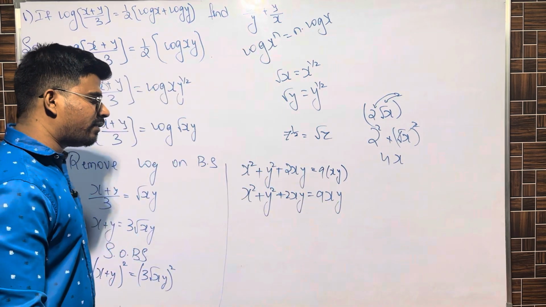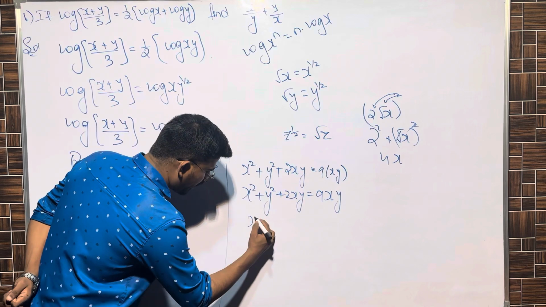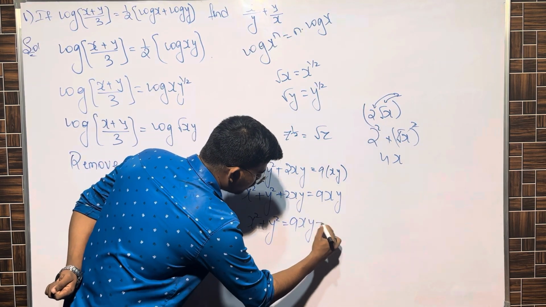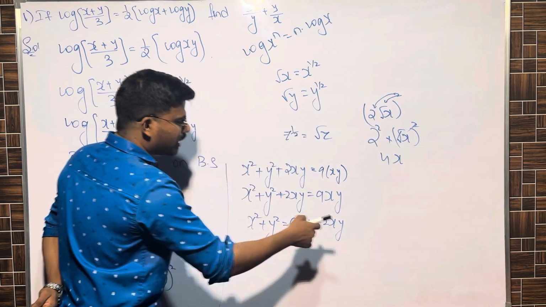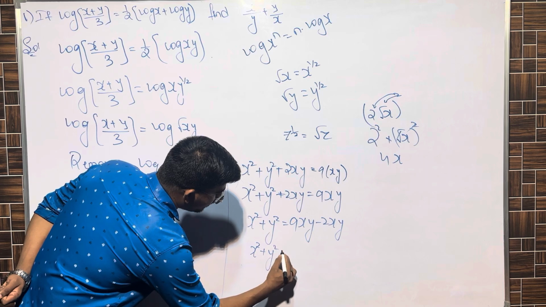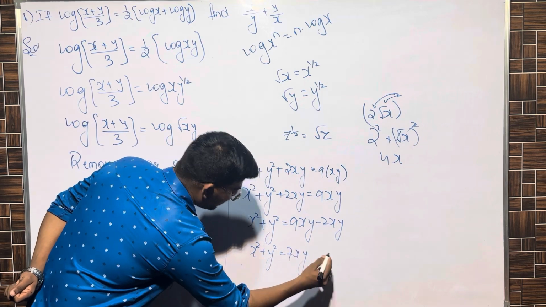If I transfer that side, it will become minus. Very good. x square plus y square is equal to 9xy minus 2xy. 9 minus 2 is 7. x square plus y square is equal to 7xy.